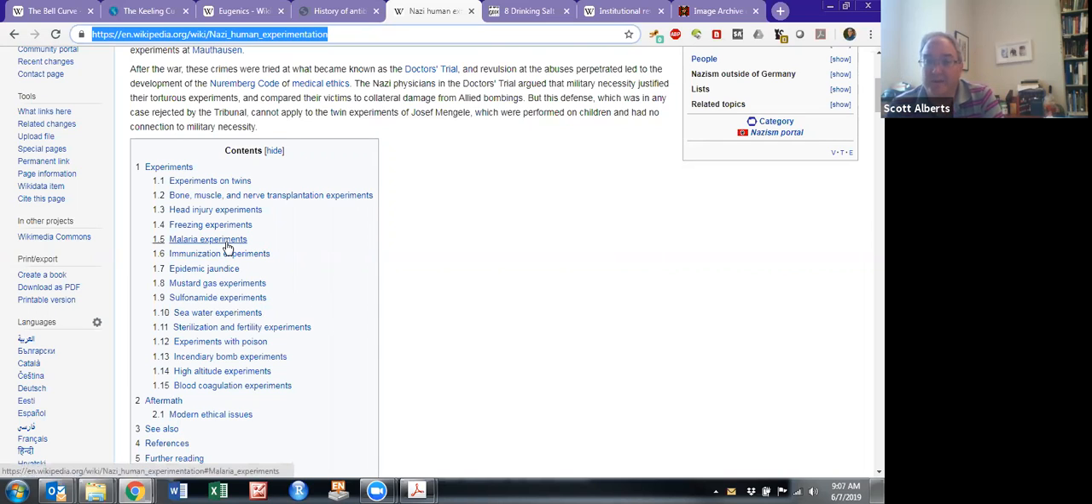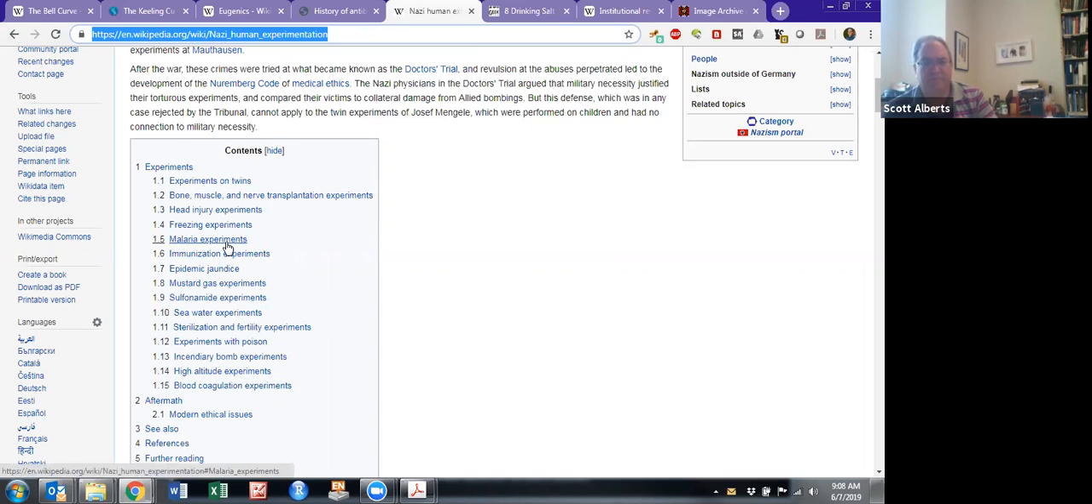The same is true of malaria. We actually know a lot about how we treat malaria today. But if you think about how we do research designs today, we don't actually give people malaria so that we can see how the treatments work. But if you're a Nazi, that's exactly what you do.